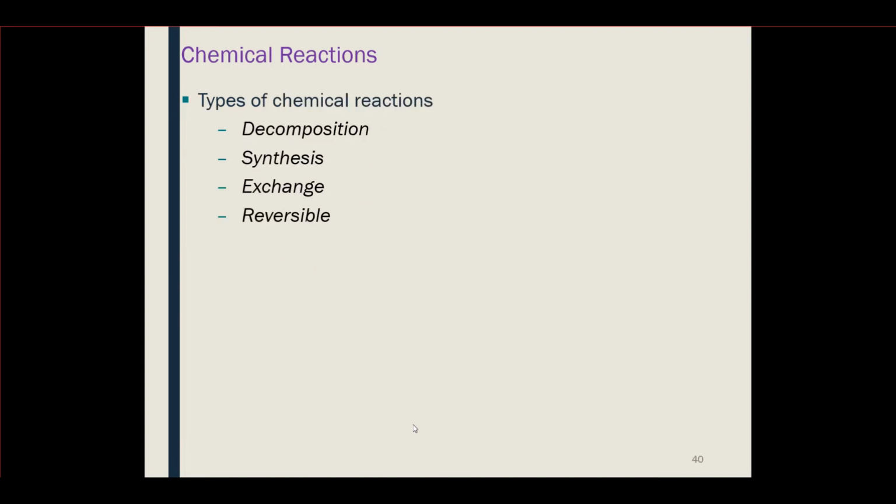Okay, let's take a look at the different types of chemical reactions. There are four of them that we're going to study. Decomposition, you can kind of guess what that is already if you know when something decomposes. We'll take a look at synthesis, which is actually the opposite of decomposition. We'll take a look at exchange, and then we'll finish up with reversible.